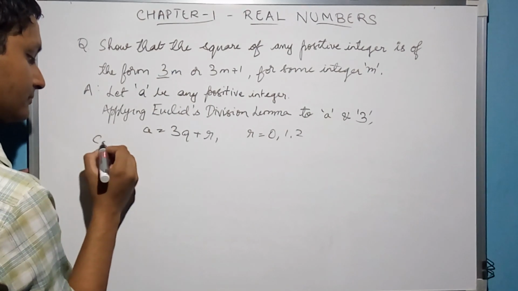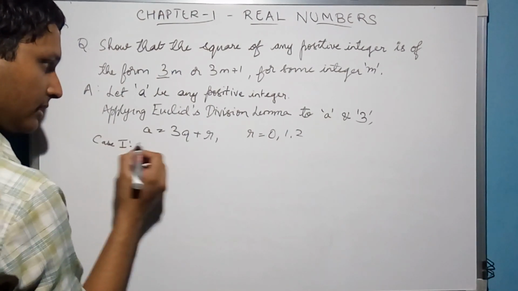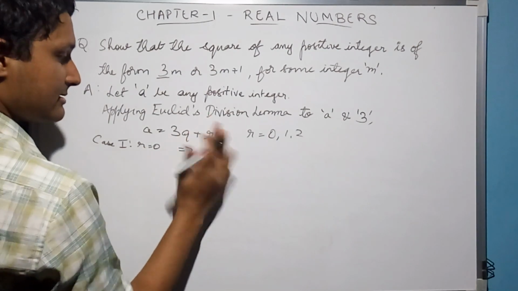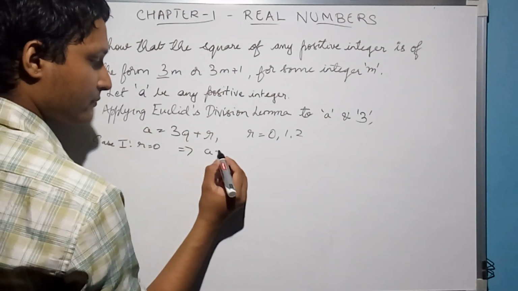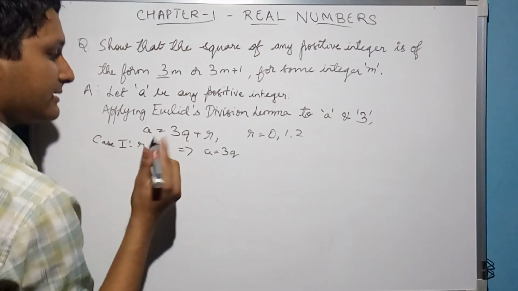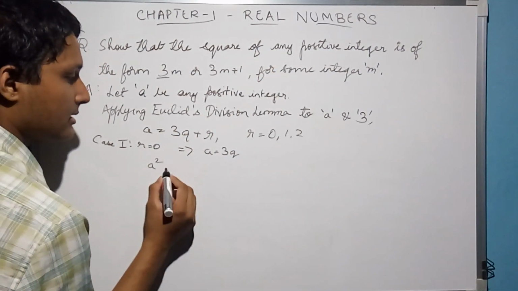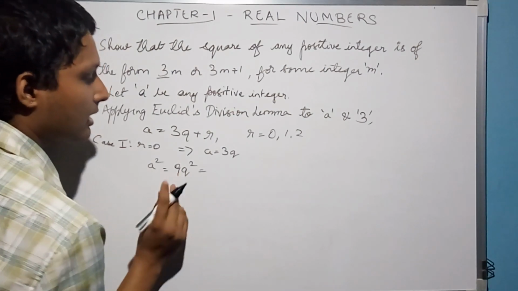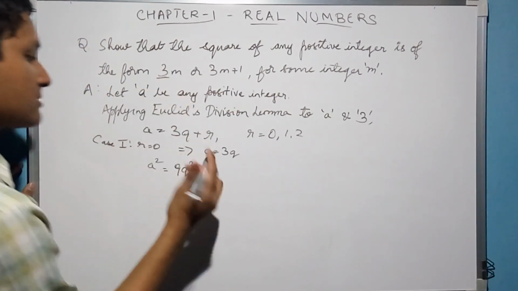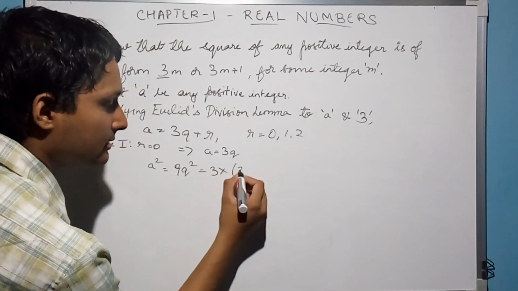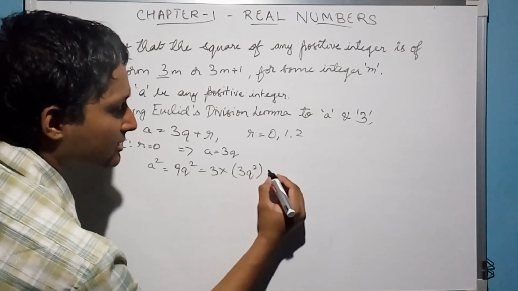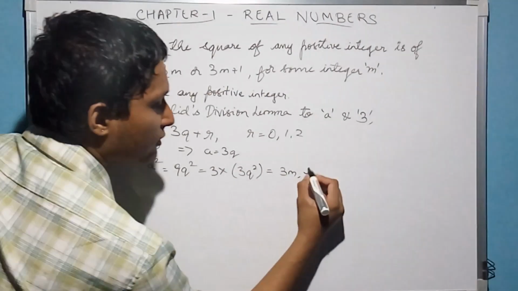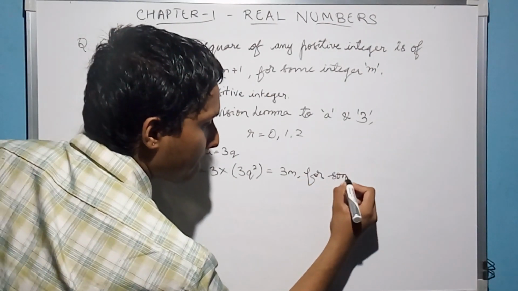In case 1, where r is equal to 0, a is equal to 3q. The square of that integer, that is a square, is equal to 9q square. I need to get it in terms of 3. So 3 into 3q square, I'll group this term and name it m. That is 3m for some integer m.